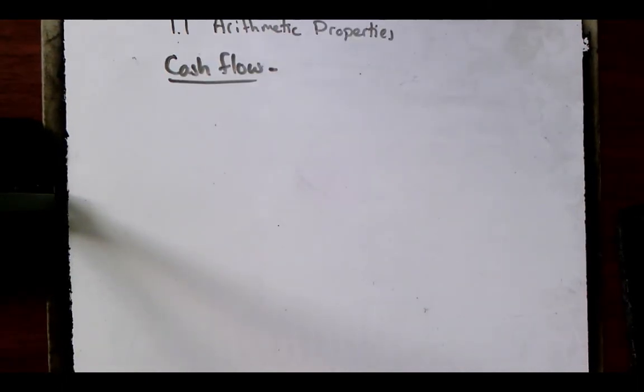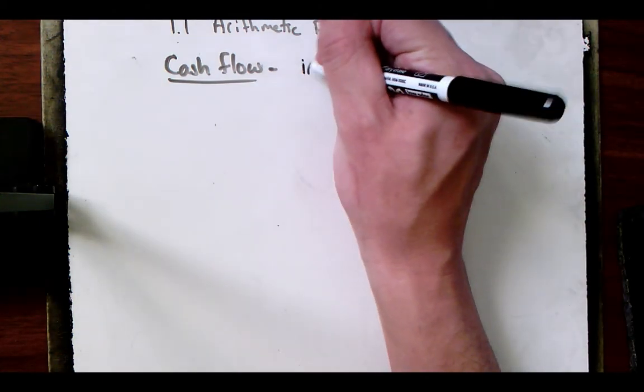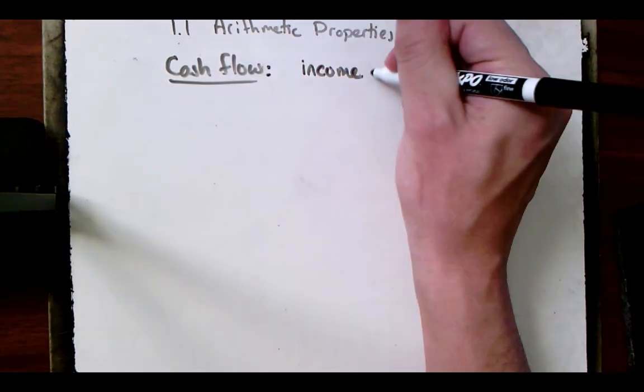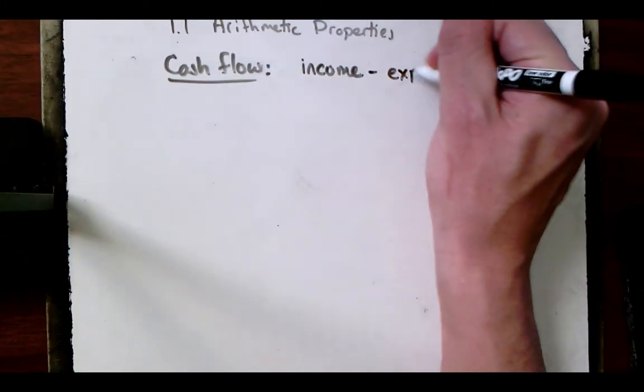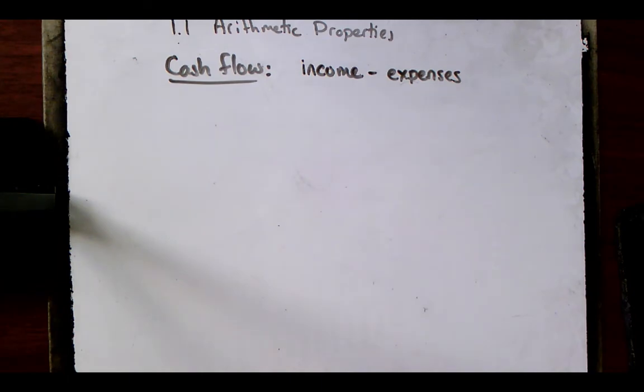What is cash flow? Cash flow is a way of calculating the amount of money left over after an extended period of time. It can more specifically be thought of as the amount of income that you have coming in minus the expenses that you have to pay for. It's like balancing a budget.